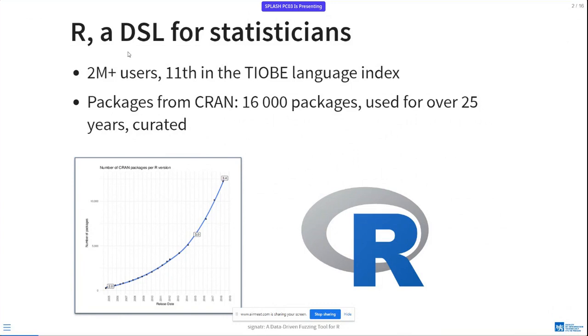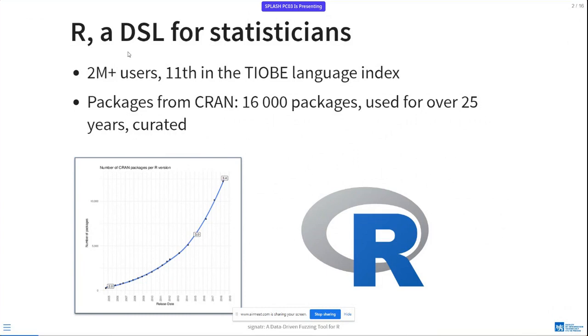This is a language that is widely used, actually. It's 11th in the TIOBE language index, whatever that means. And it's a de facto standard for statisticians. Each time they develop a new statistical method, they will also create a new R package. And so there is a big repository of curated packages for R called CRAN, which now has about 16,000 packages, and which has been used for over 25 years and has grown exponentially. So really the value of this language is the ecosystem.